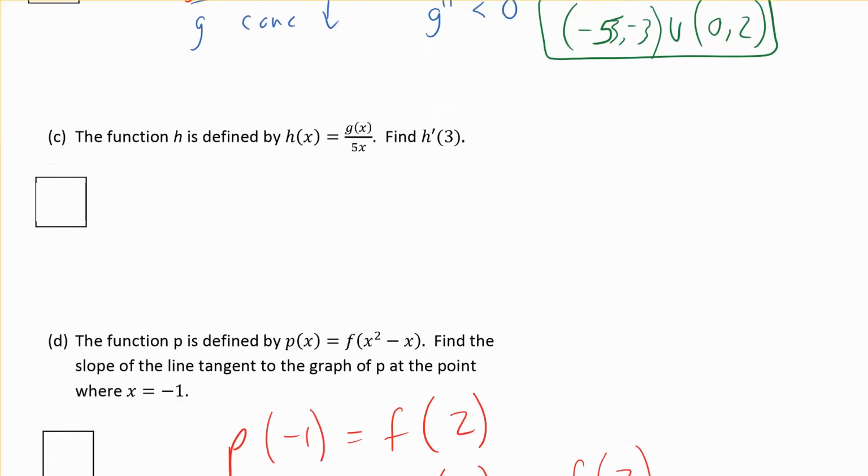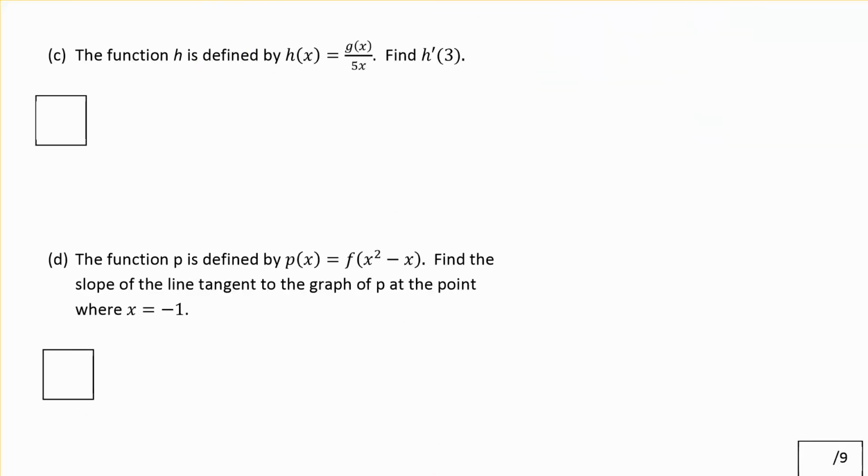The function h is defined by h of x equals g of x over 5x. Find h prime of 3. So we've explained a little bit in class, the AP test doesn't say find the derivative of this function. They'll say something like find the derivative of this function at 3. So this is almost as straightforward a question as they could ask. And in Chapter 5, we did the quotient rule. So again, try not to make things too hard on yourself. Don't try to make up functions. Just start writing. What would the derivative of h be?